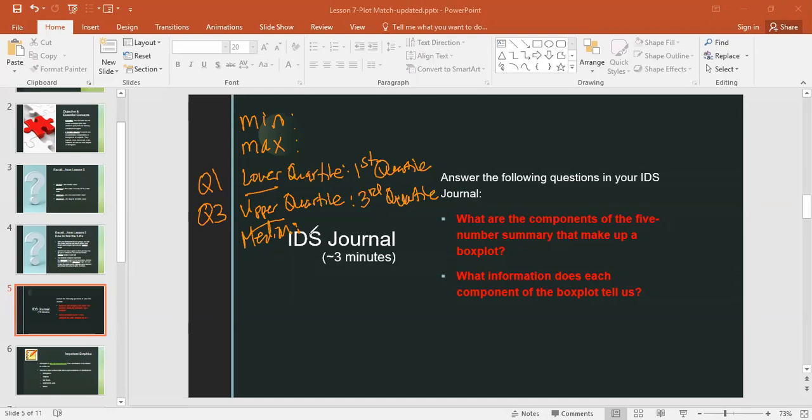Okay, but let me ask you, what is the actual minimum? Like if I was looking for the minimum, how would I find it? You'd find the lowest number. Okay, so if I was looking for the maximum, how would I find it? You'd find the highest number. Okay, so that's what I mean by what does each component in the box plot tell us, right? So if I was looking for the median, how would I find it? You'd count all the numbers up and then look for the middle number.